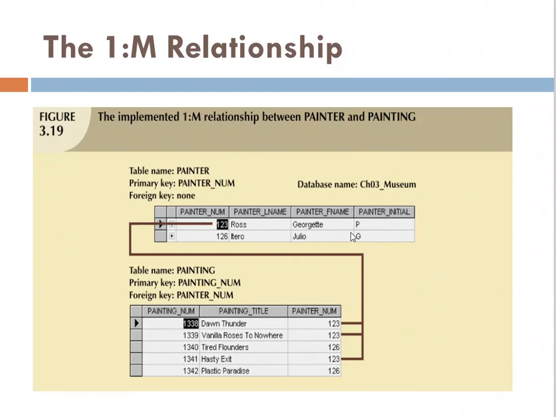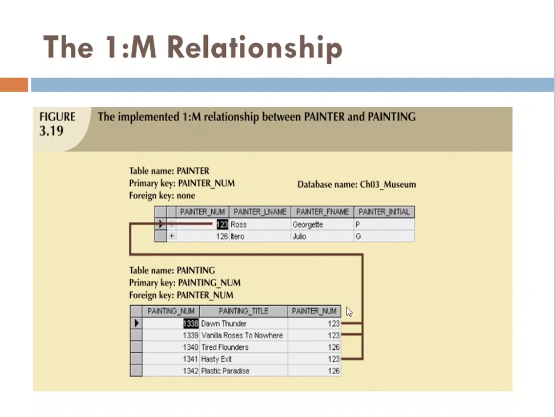Okay, this is the explanation. We have table painter. Katalah ada primary key painter number, the code given for each painter. So in table painter, no foreign key. We just have painter number, painter last name, painter first name, and painter initial. And then second table painting, the primary key is painting number, and then we have painting title.